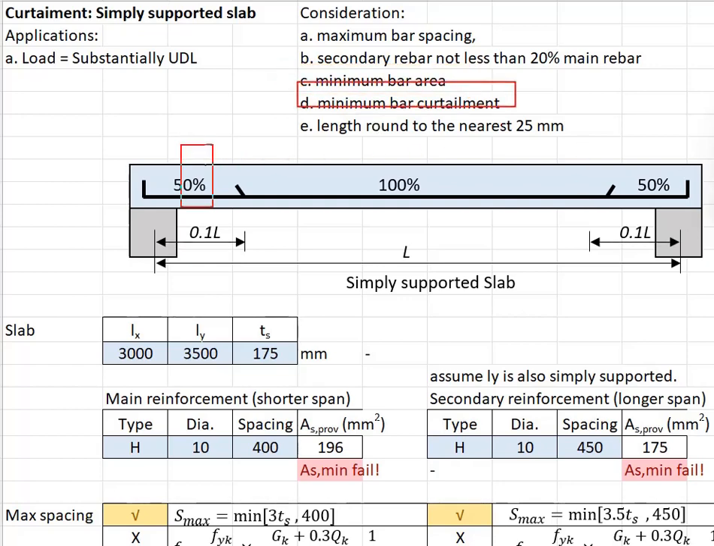Consider the minimum bar curtailment as given in the simplified rules, and also the dimensions are to be rounded out to the nearest 25 mm. This is for easy conversions between the SI unit and imperial unit. Having this set, let us look into the calculations. Your initial plan of #10 400 as the main reinforcement and #10 450 for the secondary reinforcement is not applicable as it does not fulfill the requirement of minimum bar area.